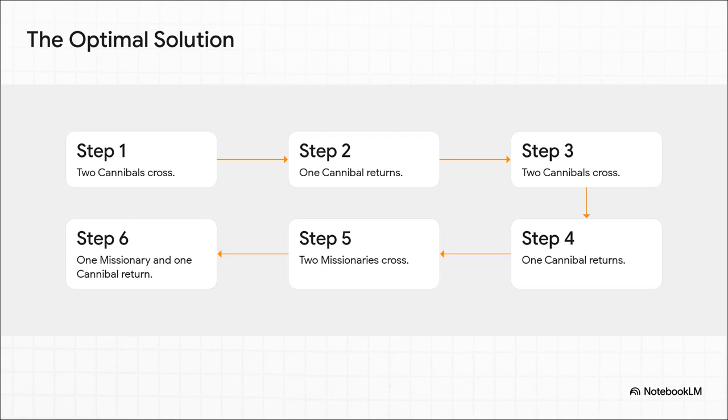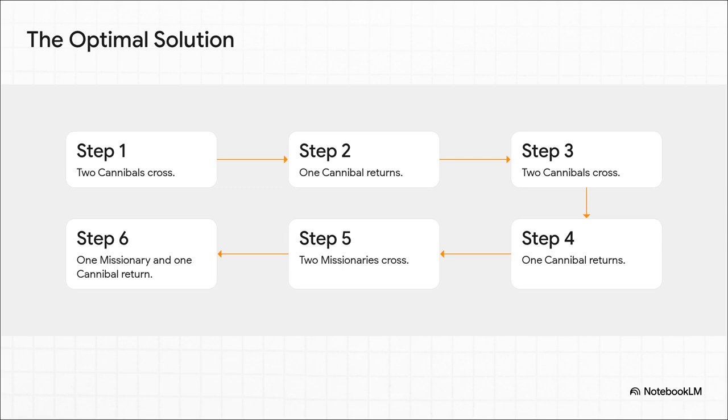So after all that searching and pruning away the bad moves, BFS finds the single optimal path, and it takes exactly 11 steps. Let's walk through it. First, 2 cannibals cross. Then one of them brings the boat back. Next, the remaining 2 cannibals cross, and again, one returns with the boat. So far, so good. No rules broken. Now 2 missionaries make the trip over. But someone has to bring the boat back.